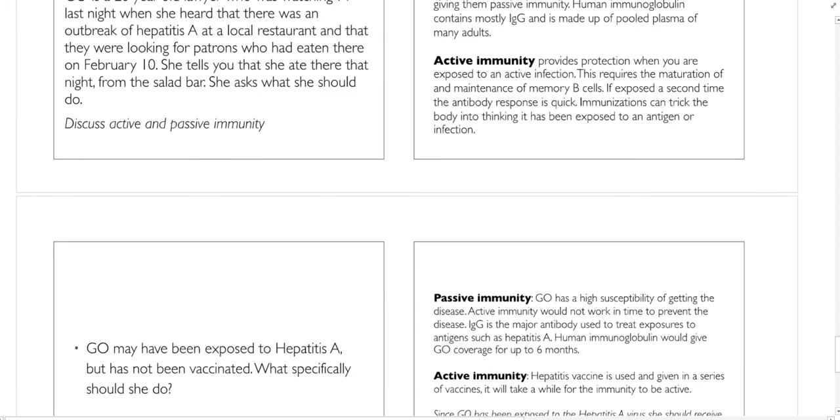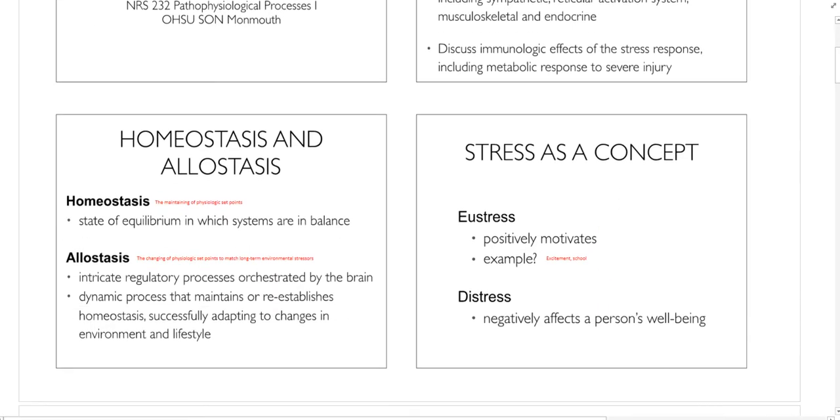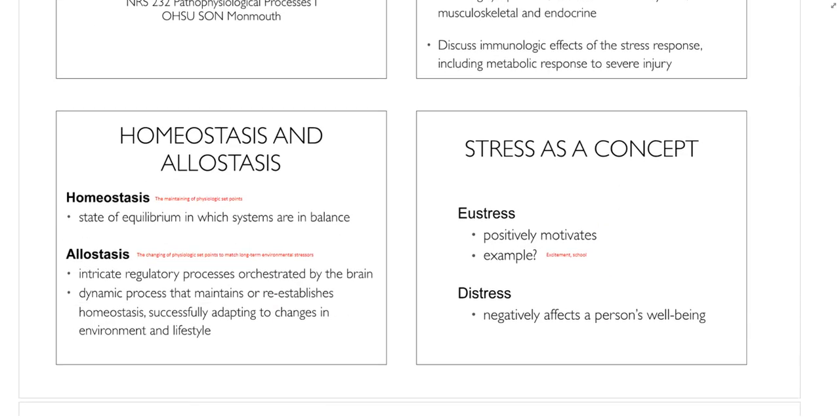Okay, so now moving on to stress response. So again, touching on homeostasis and allostasis. Homeostasis, the way I like to think about it, is the maintaining of physiologic set points. Allostasis, on the other hand, is the changing of those physiologic set points to match the stressors found in a long-term environment.